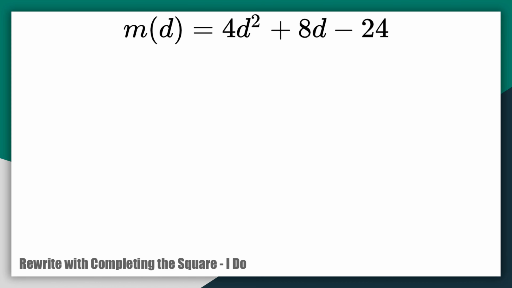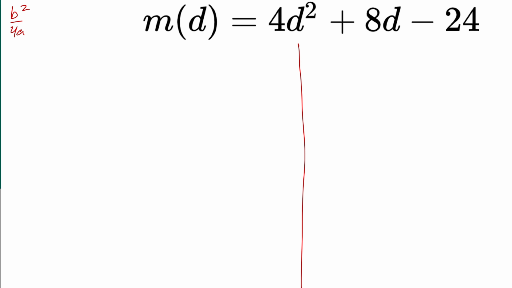All right, and I'm going to show you both ways, the long way that we've been doing, and then the shorter way. Okay, so first things first, we need to find out what b squared over 4a is. So we actually have an a now, which is nice. So we're going to get 8 squared over 4 times 4. 8 squared is 64. 4 times 4 is 16. This simplifies to 4. So you would need to add 4 to both sides.